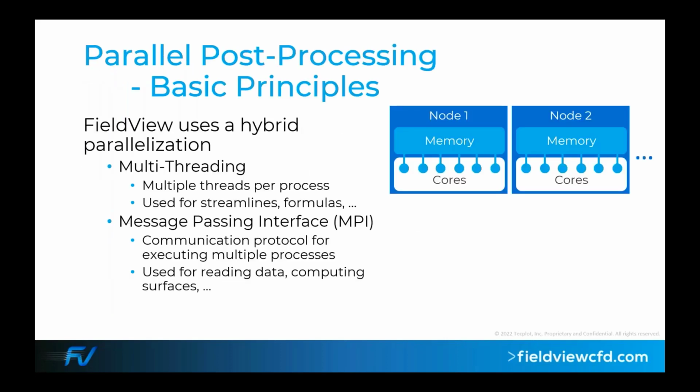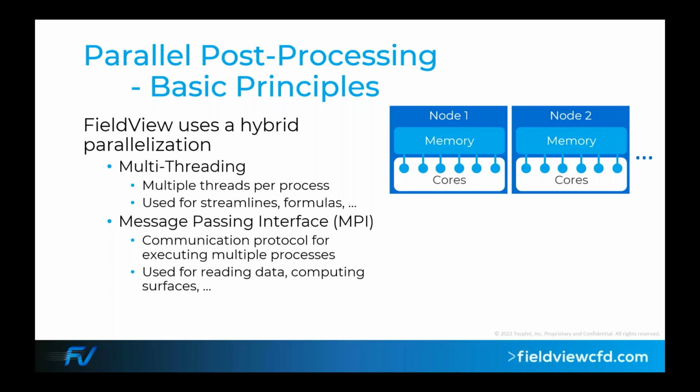And so first, I need to explain how FieldView does parallelization. And to do that, I'll take a step back even further and talk about hardware in general. So on your systems, you typically have one node, if you have a workstation, where memory is shared between cores. And if you work with an HPC environment, your cluster has multiple nodes. So you can see more than two nodes, but each one has its own memory.